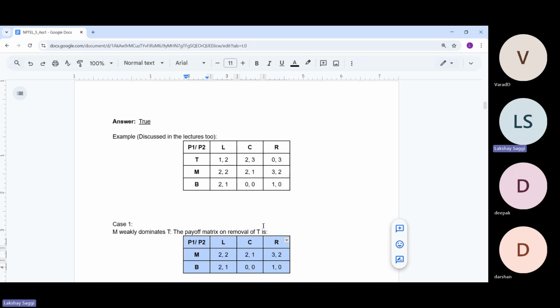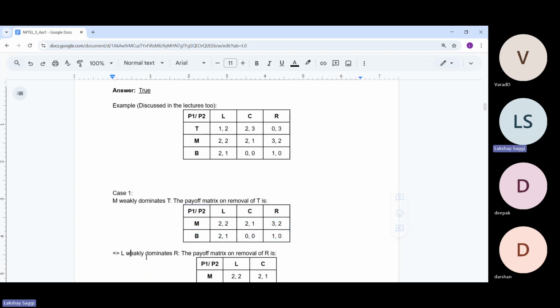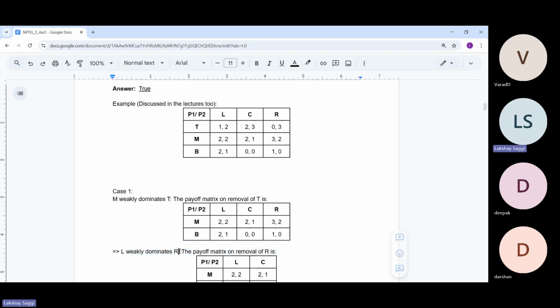Right, I just removed the strategy T. And now again, what I see is the strategy L actually weakly dominates the strategy R. So between these strategies L and R, let's see, what I claim is L is actually weakly dominating the strategy R. To check if this is indeed true, let's just check this by ourselves.